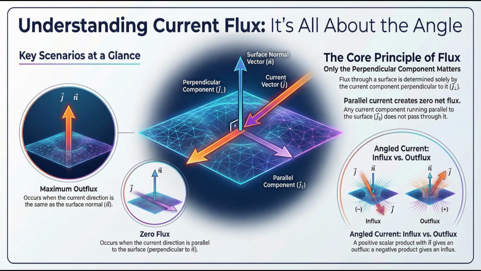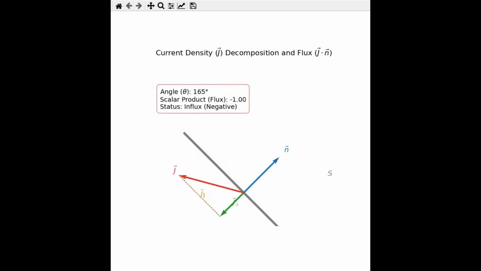nothing's crossing. So in the end, the flux through any surface is really just all about the sign and size of the current's component that is perfectly perpendicular to it.